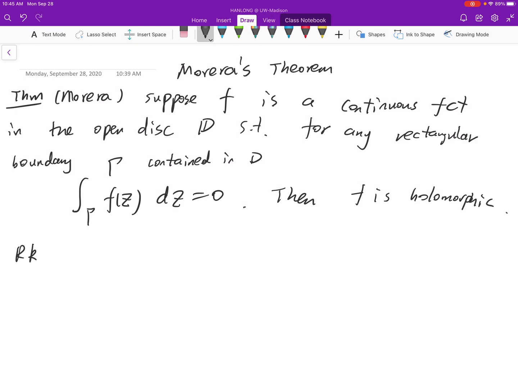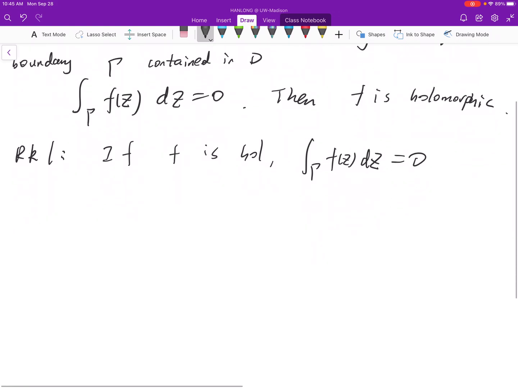So before we give the proof, we first make two remarks. The first remark: if f is holomorphic according to definition 1 or definition 2, automatically we have the line integral is 0 by the Cauchy-Goursat theorem. And remark 2.